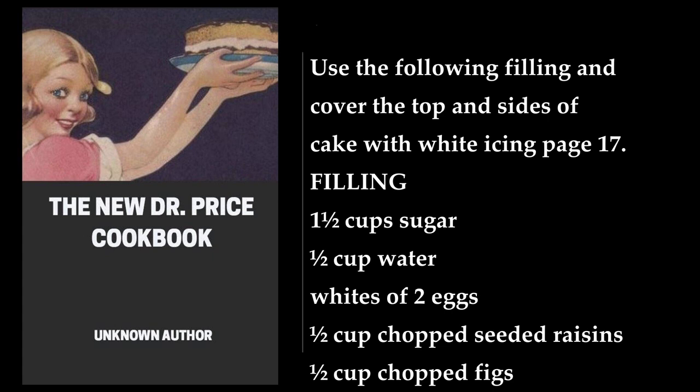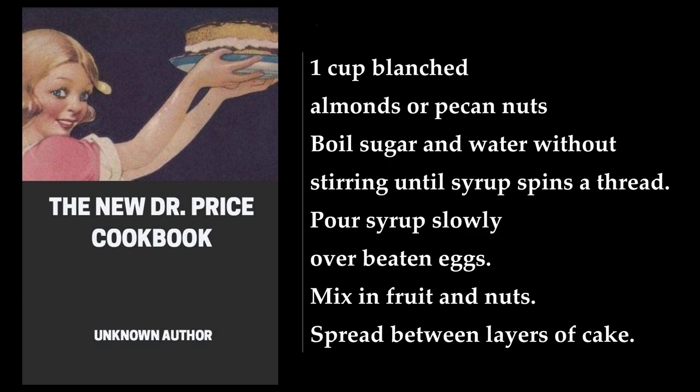Page 17. Filling. 1½ cups sugar, 1/2 cup water, whites of 2 eggs, 1/2 cup chopped seeded raisins, 1/2 cup chopped figs, 1 cup blanched almonds or pecan nuts. Boil sugar and water without stirring until syrup spins a thread. Pour syrup slowly over beaten eggs. Mix in fruit and nuts. Spread between layers of cake.